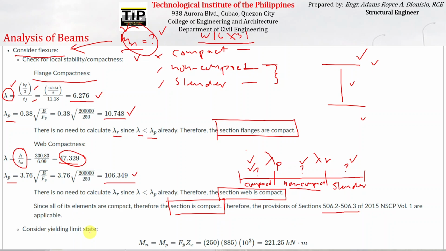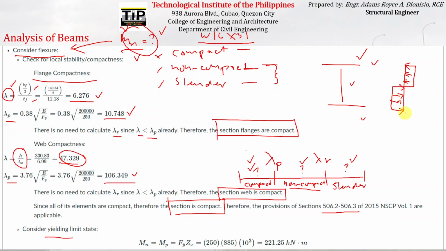Using those provisions, we can first check for the limit state for yielding. So this will be the corresponding moment capacity of the given beam for the yielding limit state, for the scenario wherein the beam already yielded, wherein the whole cross section experiences already yield stress, if you can remember the topics that we have discussed a while ago.